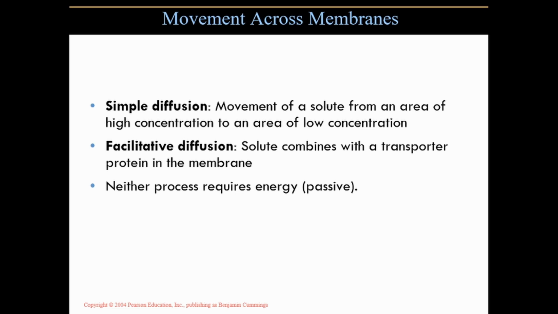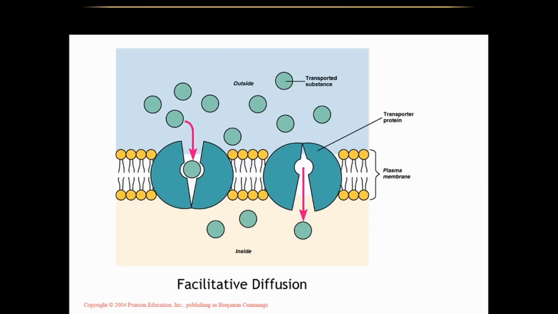And then there's facilitative diffusion, in which the solute combines with a transporter protein in the membrane. So to facilitate means to help. So there's a helper protein that's going to enable the passive diffusion of the solute from inside the cell to the outside or vice versa. And neither of these processes requires energy. So we call them passive processes.